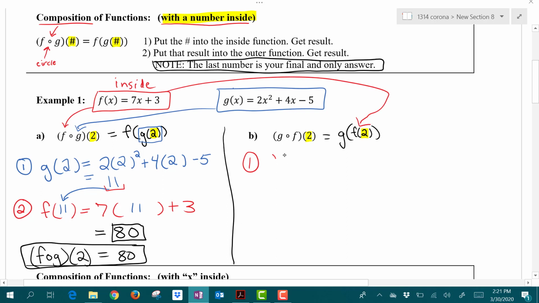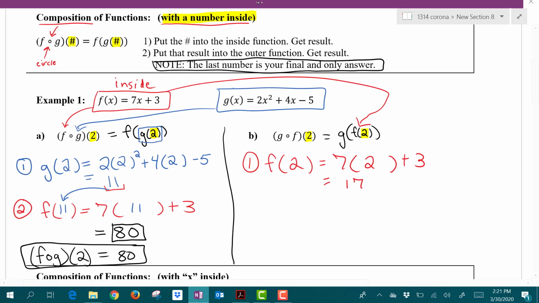I'm going to put something into f, so f of something equals 7 times parentheses plus 3. We write out function f, that inside function, with empty parentheses, and then drop the 2 inside of f. Then we simplify that and see what we get. Is that 14 plus 3? I think that's 17.